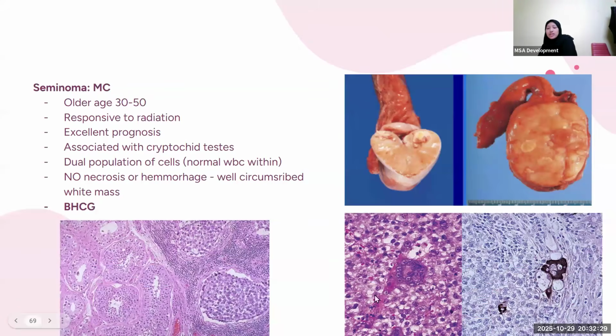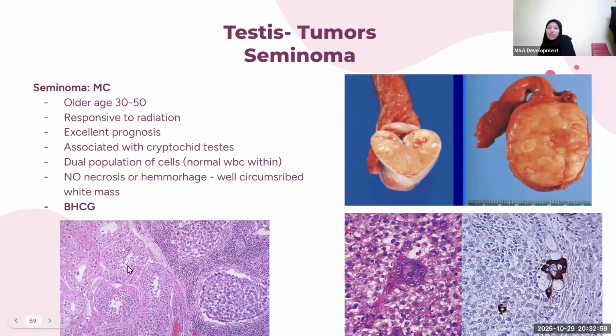This one, I know the name is there. This is the most common tumor in the testis, which is seminoma. Seminoma looks like a very well rounded structure, yellow. It's like the renal one, but it's in the testis now. And you see a clear differentiation. If you see here, dual population of cells. That means you see normal and you see suddenly abnormal cells. So there's a very clear-cut border between the tumor and the non-tumor cells.